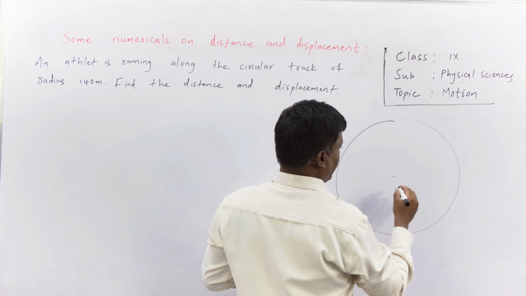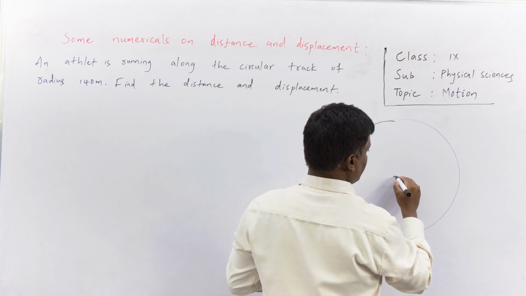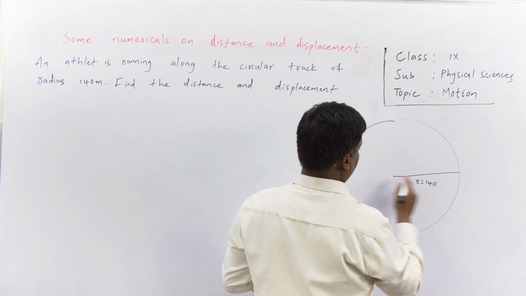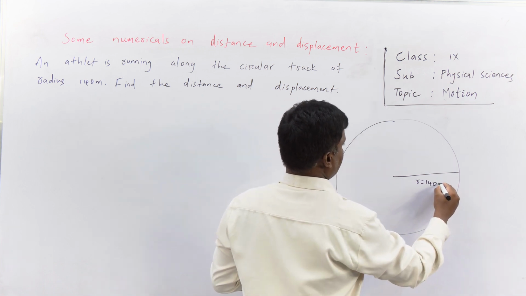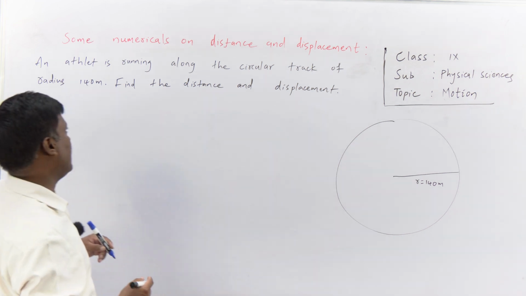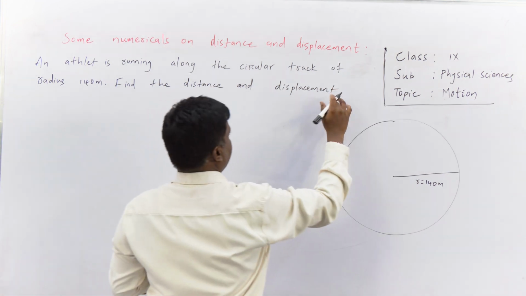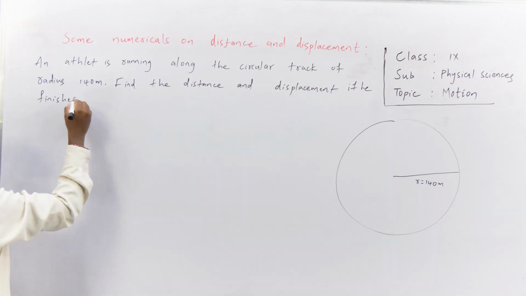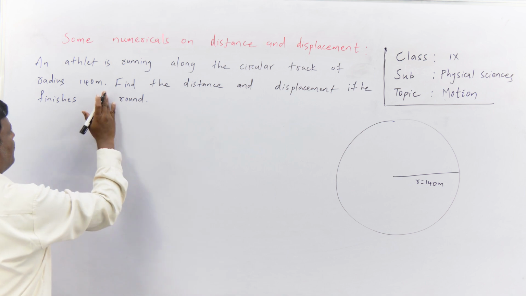Radius is the equal distance from the center to any point on the circle, or half of the diameter. The radius is equal to 140 meters. This is the radius. We have to calculate the distance and displacement if he finishes one round.